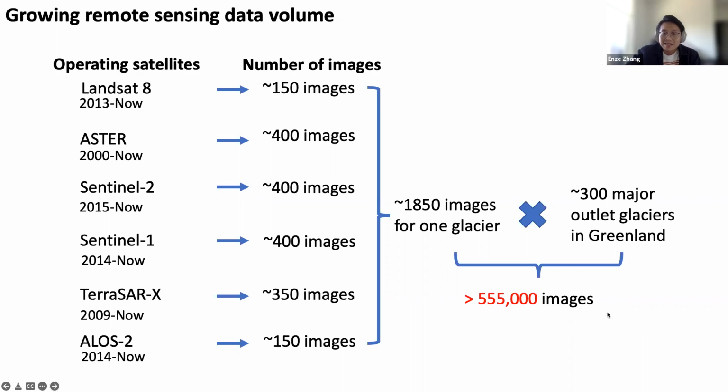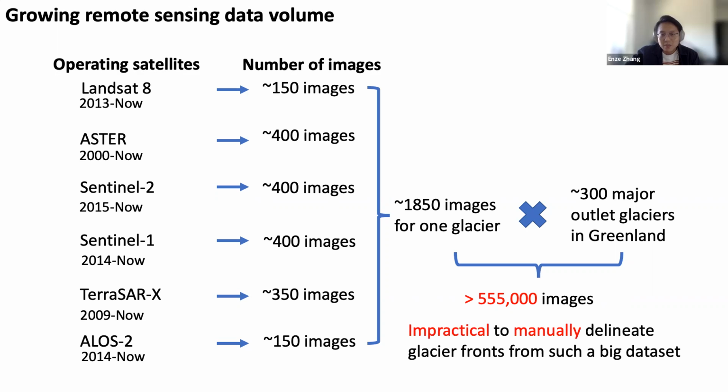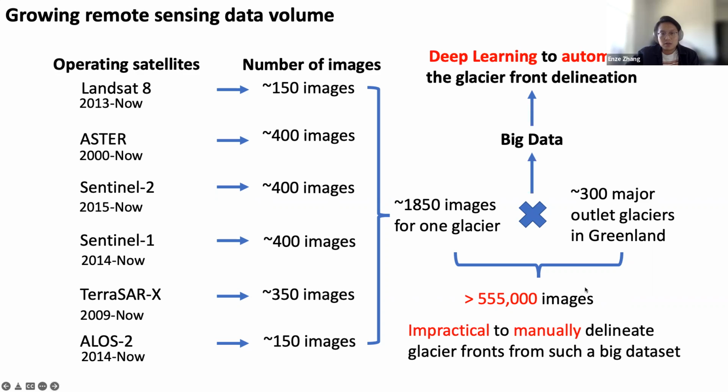Therefore, it is impractical to manually delineate the glacier terminus from this tremendous amount of images. In this big data era, we need deep learning to help us handle this difficulty. We need deep learning to automate the glacier front delineation.